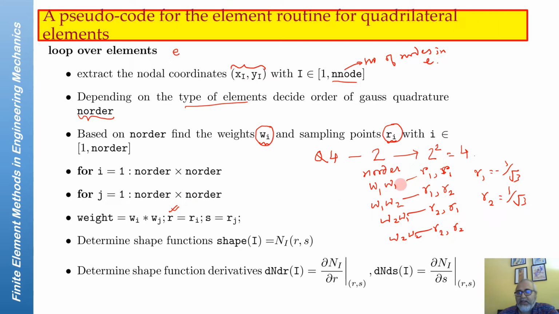R is set up as one of these 4, and S is set up again as one of these 4. So at that point R and S, which is dictated by your value of i and j, you calculate the shape functions. There would be as many shape functions as there are nodes, so these shape functions will go from 1 to n node. Similarly, you calculate the R and S derivatives of the shape functions. Again, there would be 4 of them each. So I have this capital I as the index.